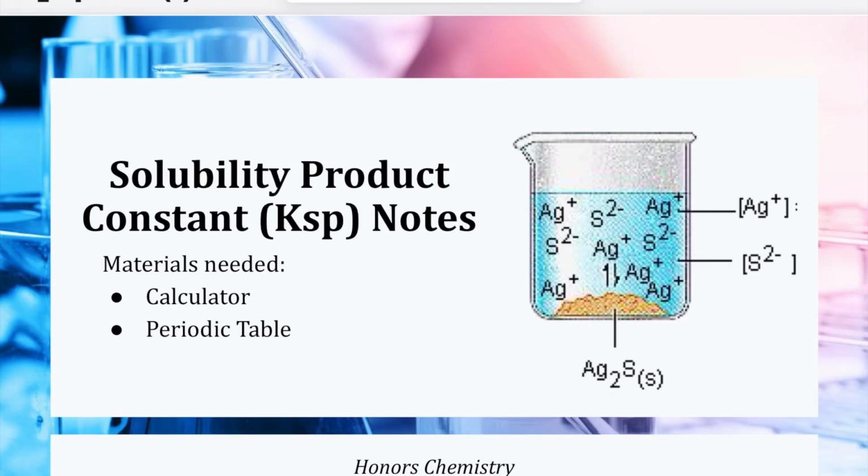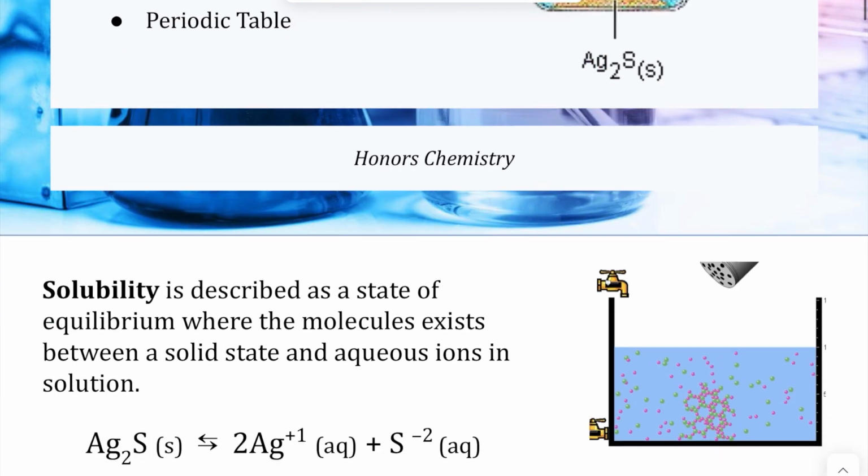These are the notes on solubility product constant, or the Ksp notes. It'll be helpful to have a calculator and a periodic table available while you complete these notes.